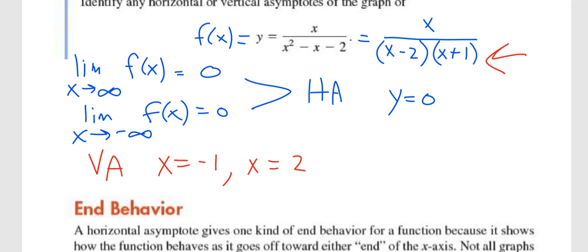Oh. So I could have just factored the denominator and boom, I would have seen them right away. That's true, as long as it is factorable.